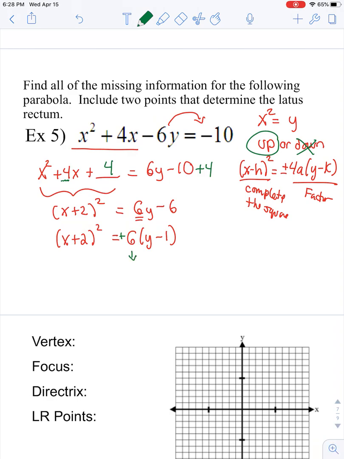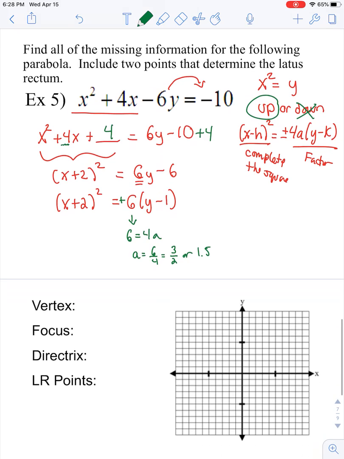Okay, a couple of things right away. Remember that this 6 is representing 4a. If I divide 6 by 4, my a value is 3/2, or 1.5, so I know my a value. For my vertex, I need to look at what is being subtracted from x. That's going to be -2. What is subtracted from y? That's going to be 1.